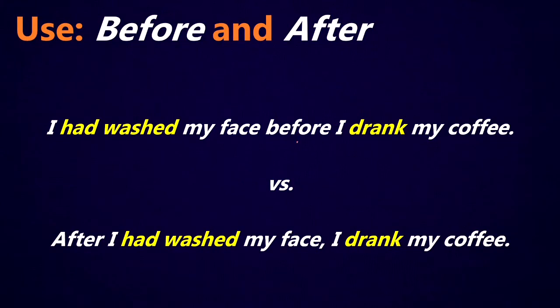Now when we're using the past perfect, because we're comparing two times with each other, one thing happened first, one thing happened second, we often use the words before or after in the sentence as well. So for example, I had washed my face before I drank my coffee. So we can see the word before here. So before is showing me the relationship of these two things. So this one happened first, and this one happened second.